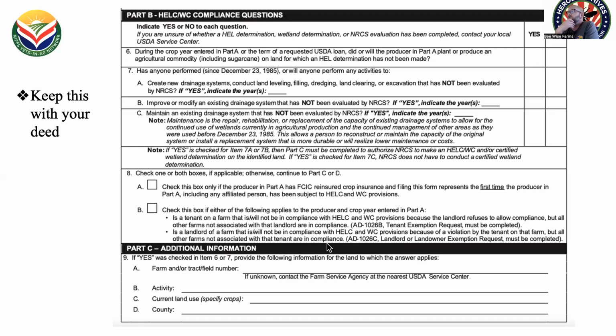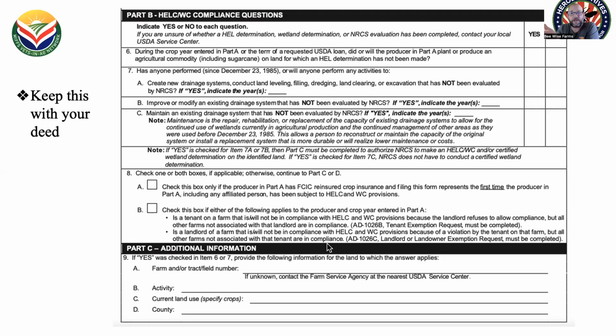Has anyone performed, since December 23rd, 1985, any activities, number 7A, to create new drainage systems, conduct land leveling, filling, dredging, land clearing, or excavation that has not been evaluated by NRCS? What they're getting at with these questions is they want to know if you have done any major land projects before there was a certification for highly erodible land and wetlands. They want to make sure that you didn't take out wetlands on your land.